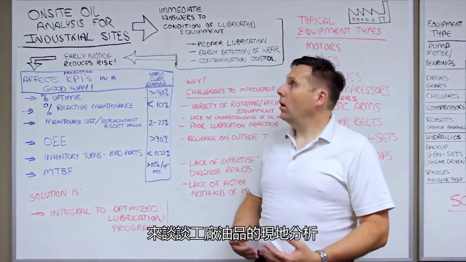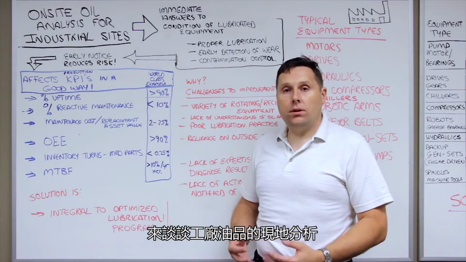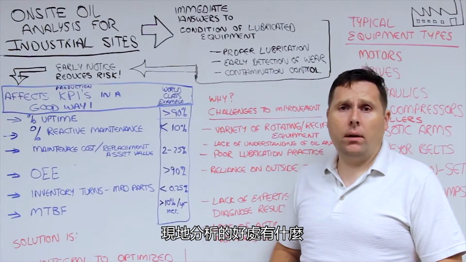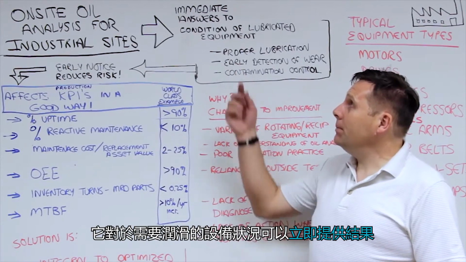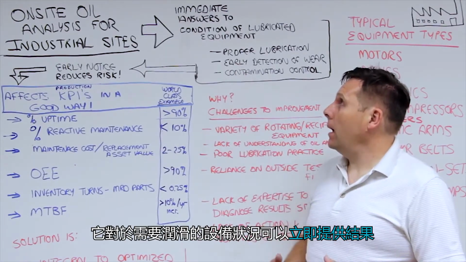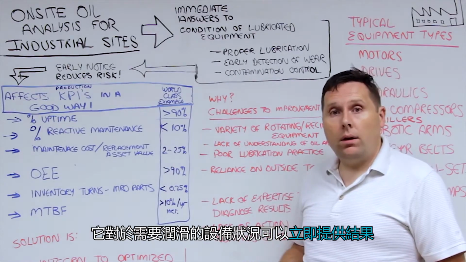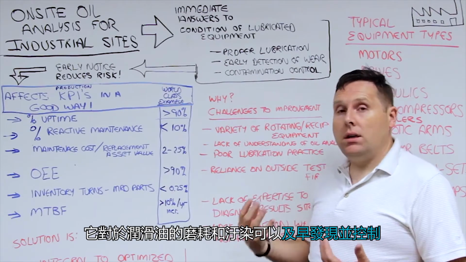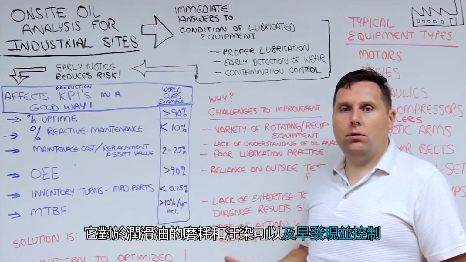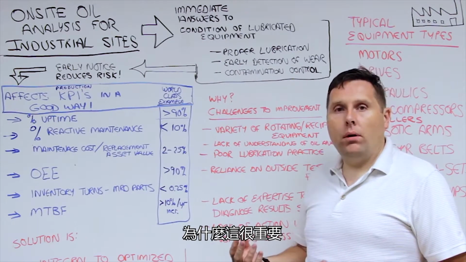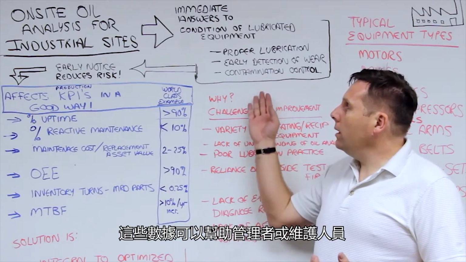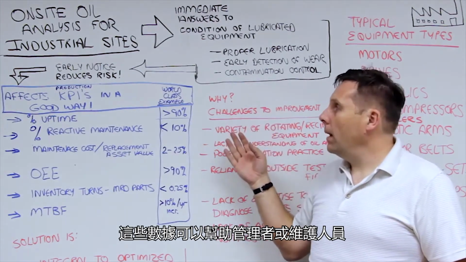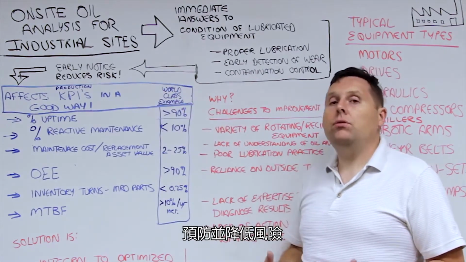Let's discuss on-site oil analysis for industrial facilities. What is the benefit of on-site oil analysis? It provides immediate benefits and immediate answers to the condition of any lubricated equipment. It looks at proper lubrication, early detection of wear, and contamination control. Why is that important? Well, all of these factors help a site manager and a maintenance manager to reduce risk.